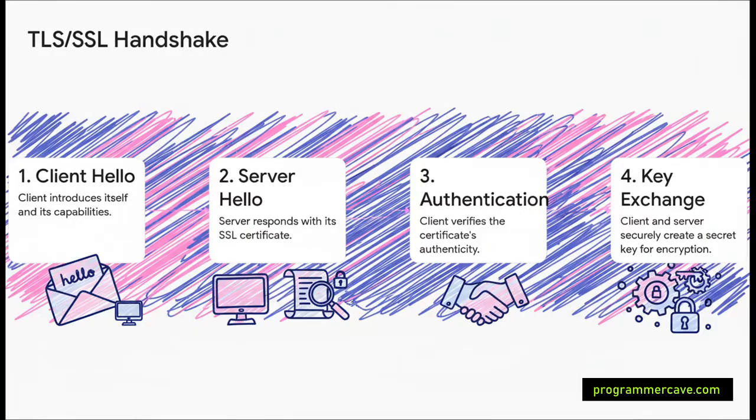So before a single piece of your data is sent securely, your browser and the server do this super quick 4-step handshake. It's like this. Your browser says hello. The server says hello back and shows its ID card, its certificate. Your browser checks to make sure that ID is legit. And if it is, they secretly agree on a secret code, a key, to scramble everything they say to each other from then on. And this whole thing happens in milliseconds, every time you visit a secure site.